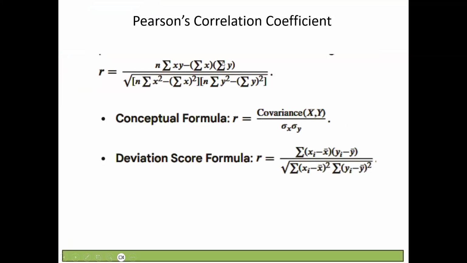This is the formula for Pearson's correlation coefficient, and this is the conceptual formula where Pearson's correlation coefficient R is equal to the covariance of variables x and y divided by the standard deviations of x and y.